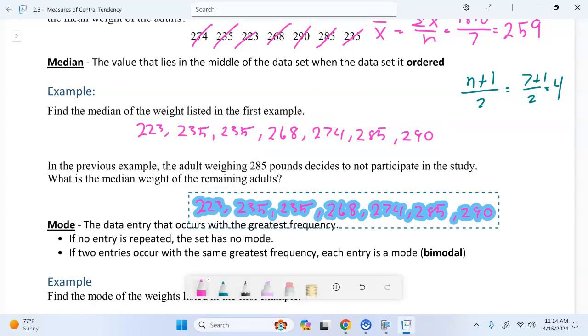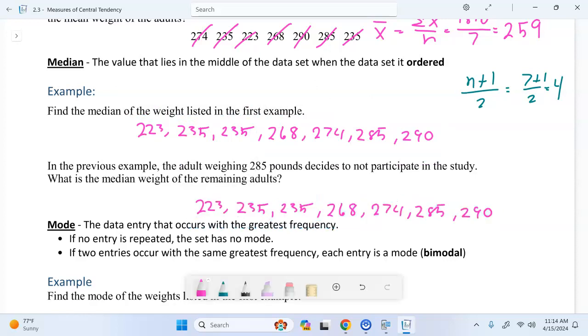So they decide they don't want to be part of the study, and we get rid of the person that's 285 pounds. Now we don't have a sample size of 7 anymore, we have a sample size of 6. What is that going to do to our middle number? Okay, it's going to make it lower, it's going to change it. Okay, what else? My middle number was 268. What about now?